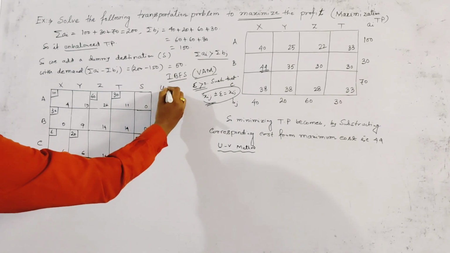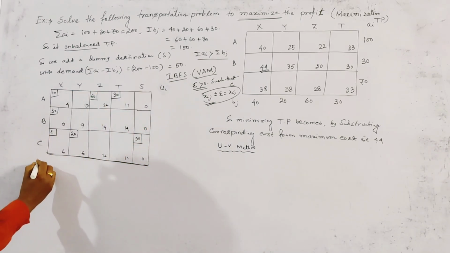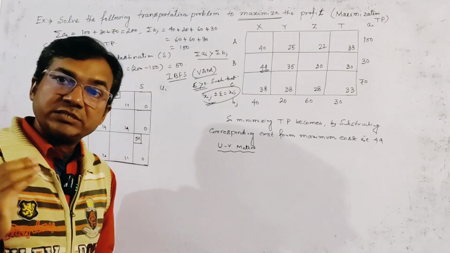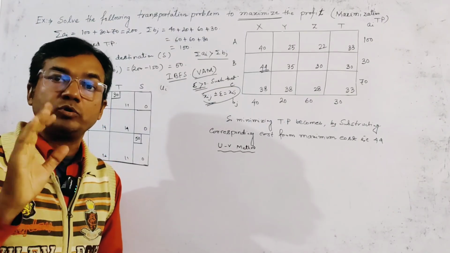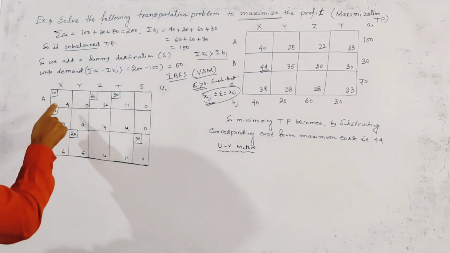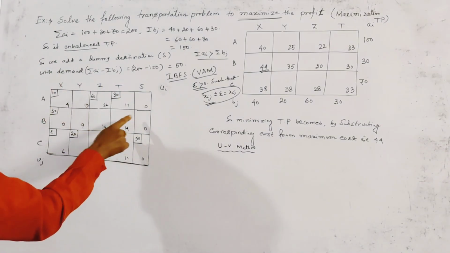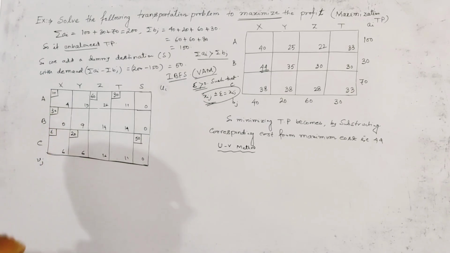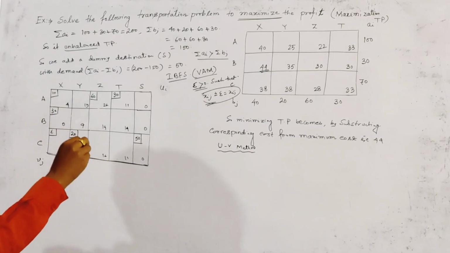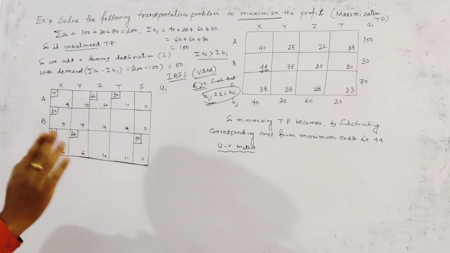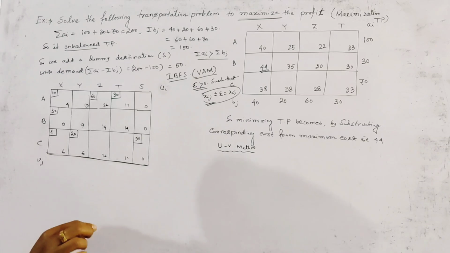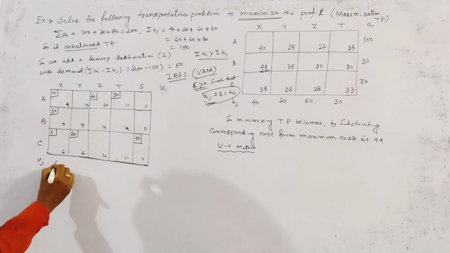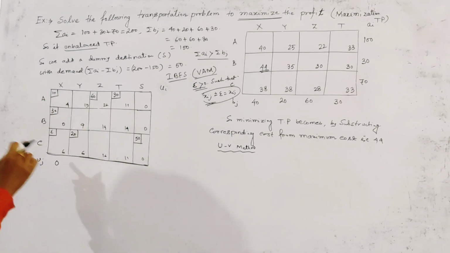Here we first write Ui in the place of Ai, and here we write Vj. Now we find the row or column which has the maximum number of allocations, not the maximum amount of allocation, but the maximum number of allocations. In the first row there are 3 allocations, in the second row 1 allocation, in the third row 3 allocations, and here also 3 allocations. We choose any one of the rows or columns with the maximum number of allocations, and we set its Ui or Vj to 0. Here we take this as 0.